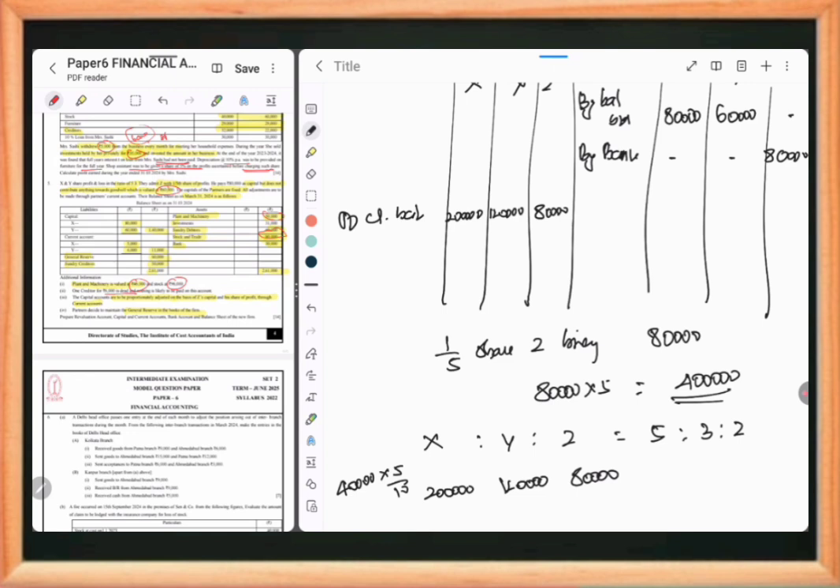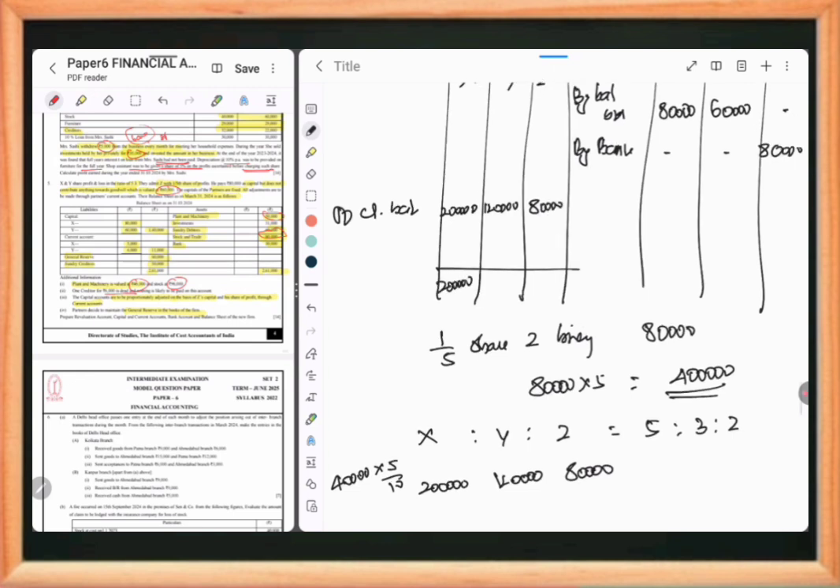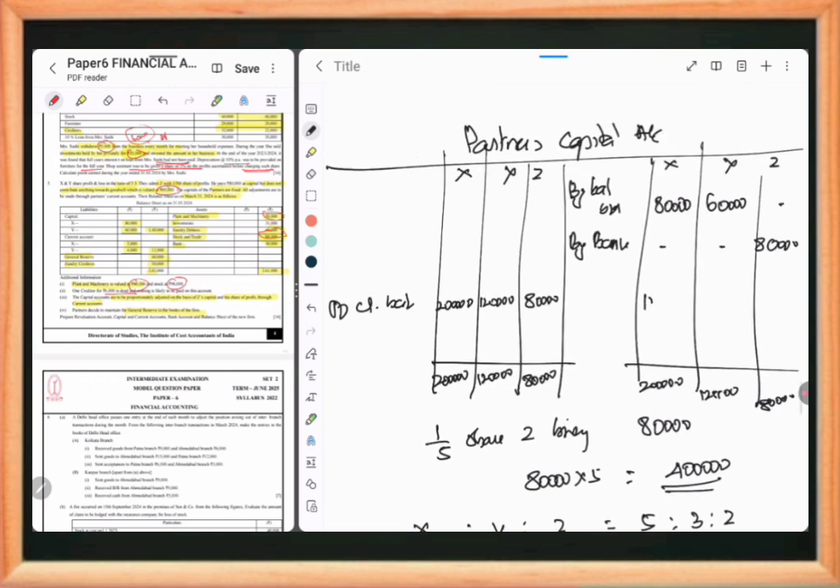If you balance, the balancing figure should be transferred to the current account. Now you can balance it. It should be the closing balance: 2 lakhs, 1,20,000, 80,000. So 2 lakhs minus 80,000 means 1,20,000. 1,26,000 minus 60,000 means 60,000. Here it is tallied. He has brought it in. So this is by current account. It should be transferred to the current account.